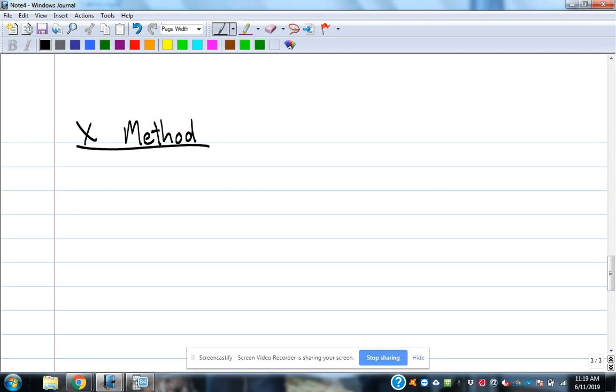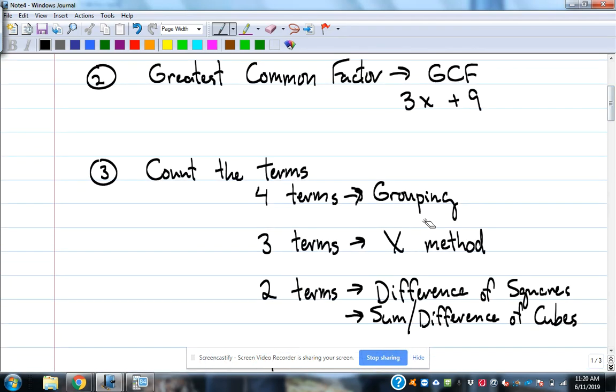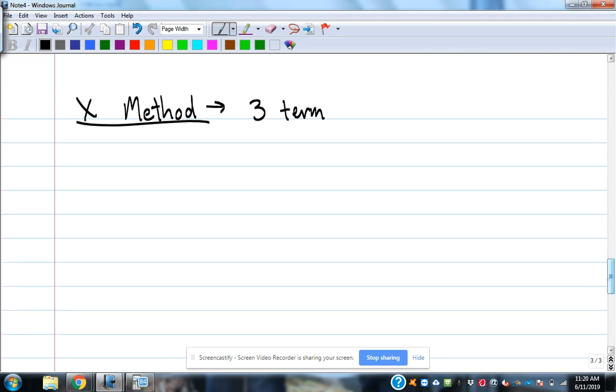It's actually the same method. I just give it a snazzy name, the X method. And when I ask kids how you do the X method, they know how to do that, so let's talk about it. Now, X method is used when we have how many terms? 3 terms. That's when we're going to use X method. If you go back to the rules of factoring, if there are 3 terms, we're going to use the X method, okay? With 3 terms, we're dealing with a trinomial.